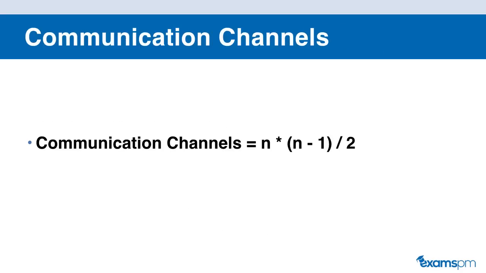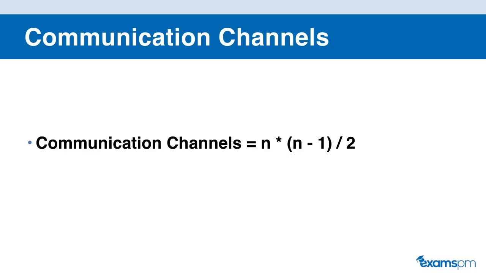Our next formula is communication channels. You'll find this in the communications knowledge area. The way that you calculate the number of communications on your project is using the formula n times bracket n minus 1 divided by 2. So this will tell you how many different communication channels there are on your project, and n represents the number of people on your project.